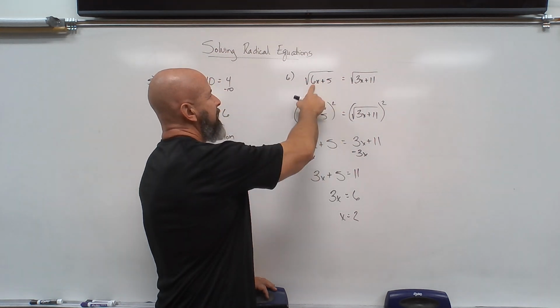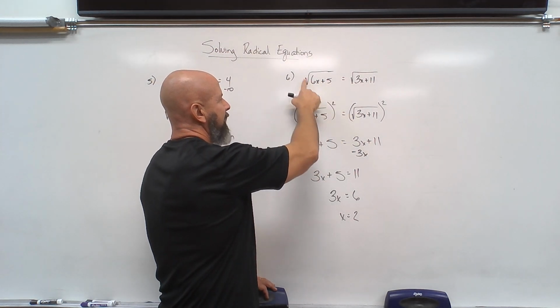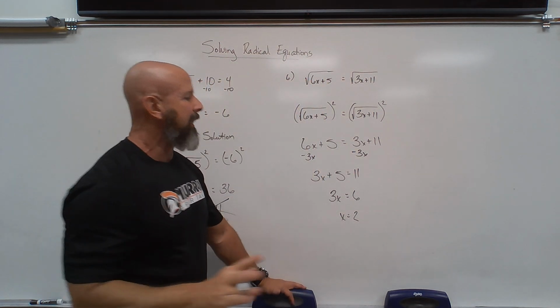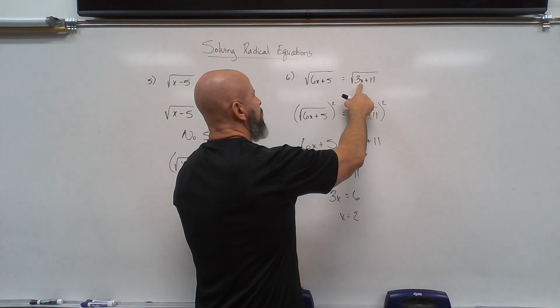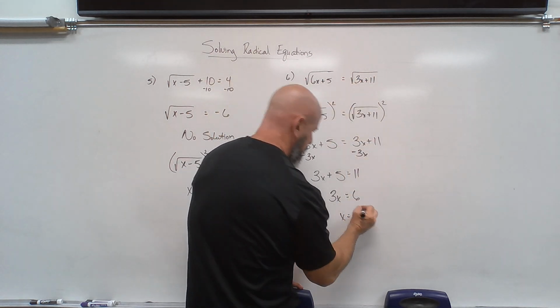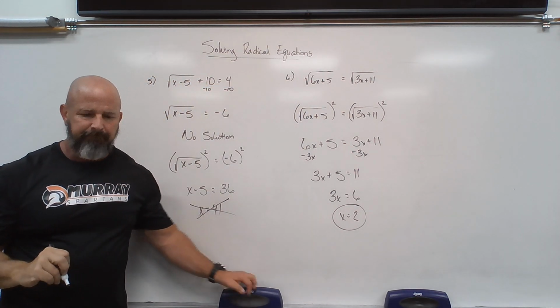2. 6 times 2 is 12, plus 5 is 17, so this left side would be root 17. Right side, 3 times 2 is 6, plus 11, 17, root 17. So root 17 equals root 17. Yeah, looks like that 2 works. Okay.